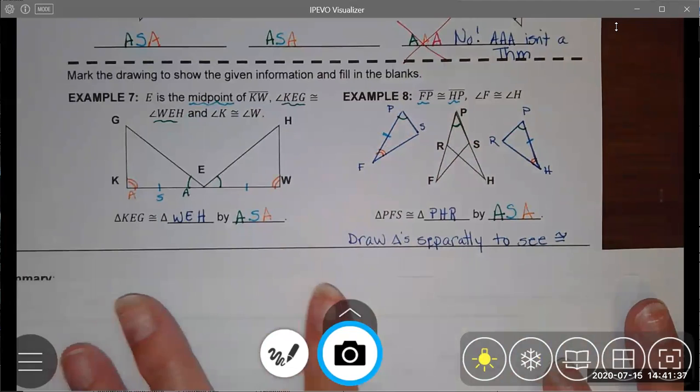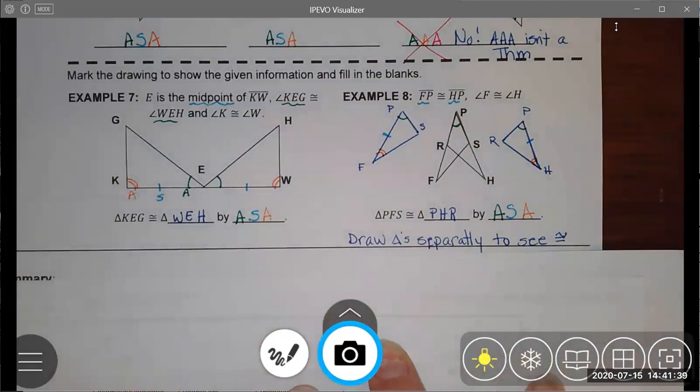And that's it, folks, for today. That's a lot of information to process, but it's helpful to know. And we're going to use it to write 2 column proofs in the next lesson. See you then.